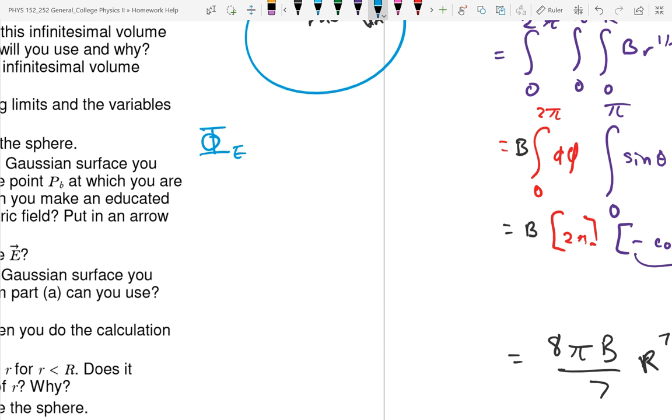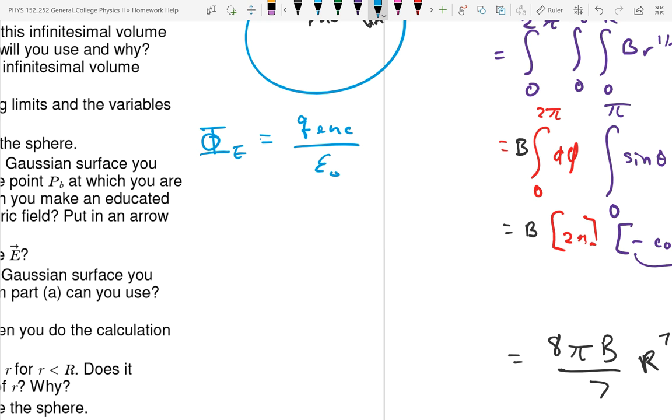Starts with that. The flux equals the charge enclosed over epsilon 0. So it once again takes you through a lot of steps, but the first thing that you really do when you're solving a Gauss's law problem is you define your Gaussian surface.